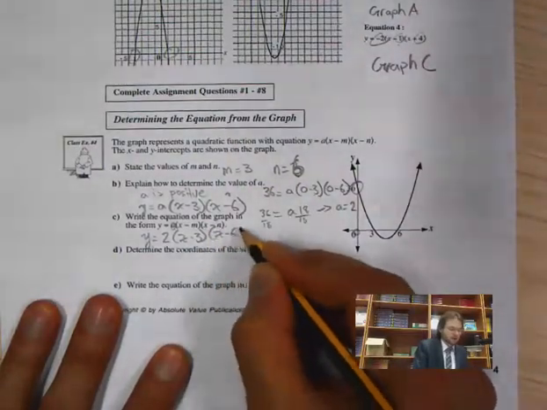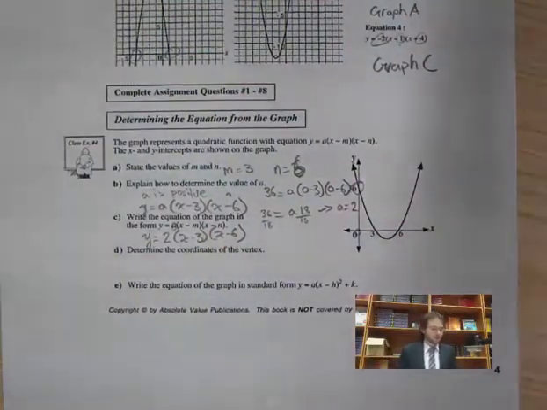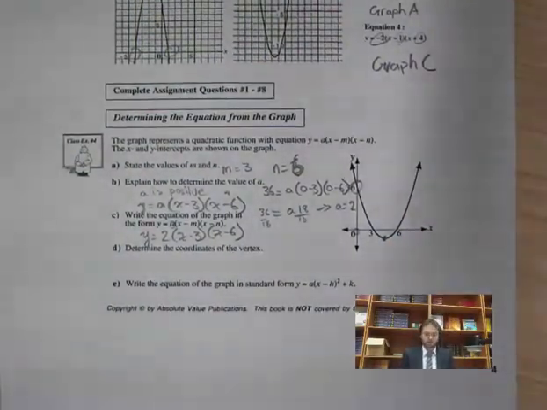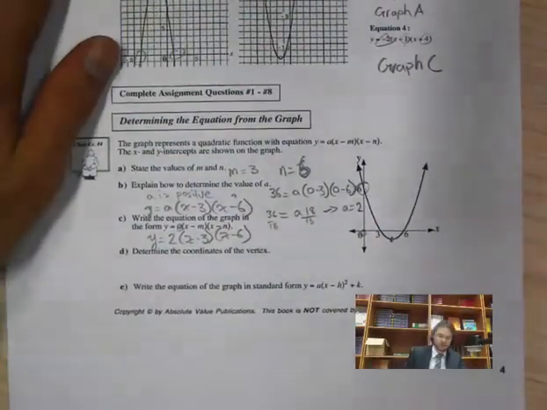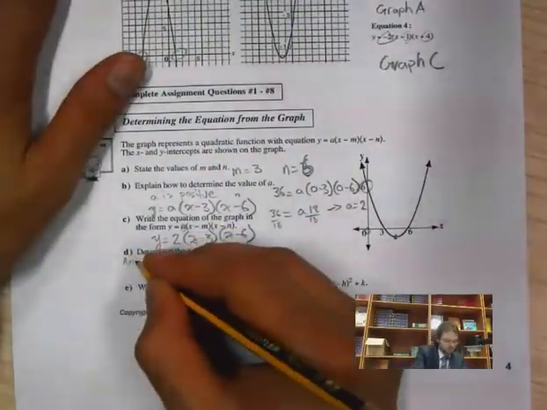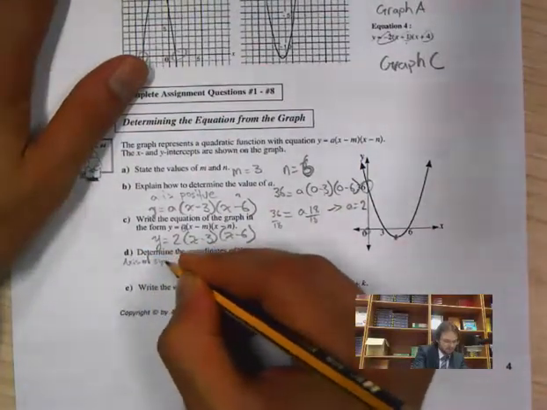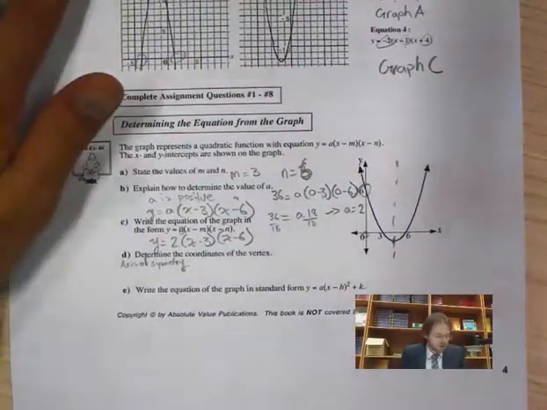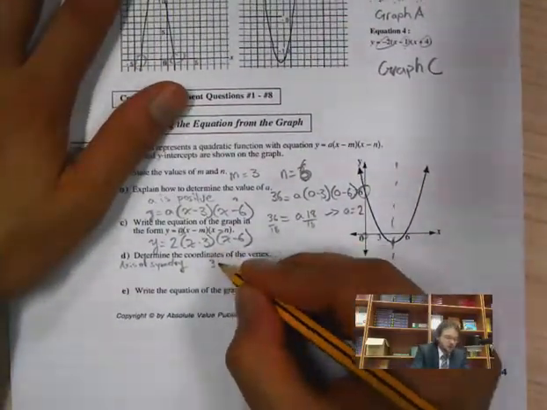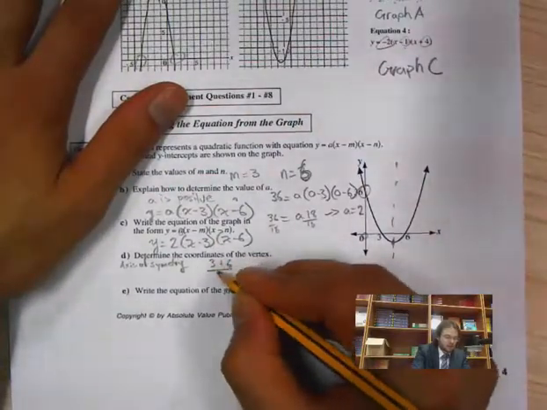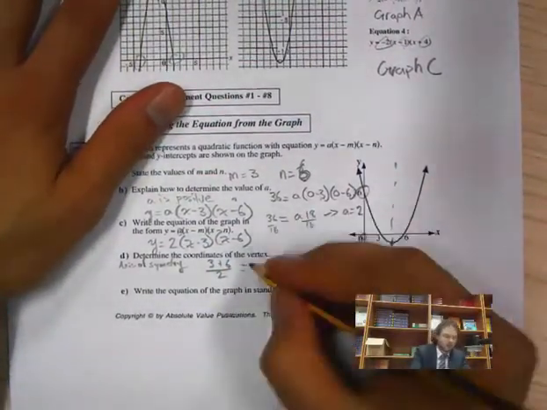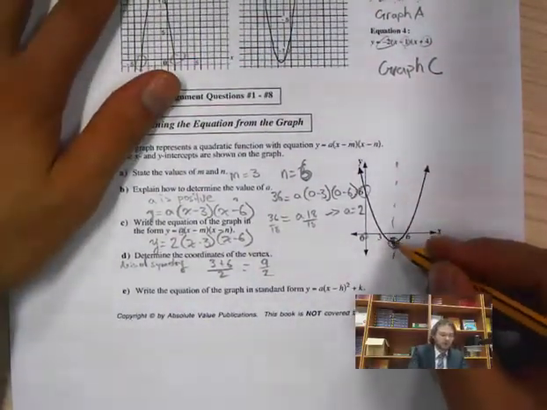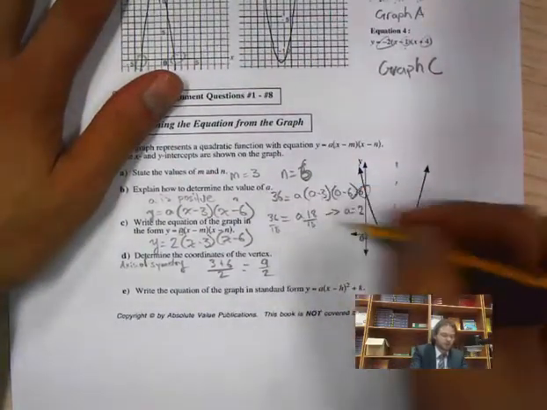x minus 6. Determine the coordinates of the vertex. Well, the vertex, my x-coordinate is obviously just below. So we can first find the axis of symmetry. Because we know the vertex is at the axis of symmetry. So that is just going to be 3 plus 6 divided by 2, which is going to give me 9 over 2. So now we want to find the y value at 9 over 2, because there's only one value at 9 over 2. So we plug that back into there.